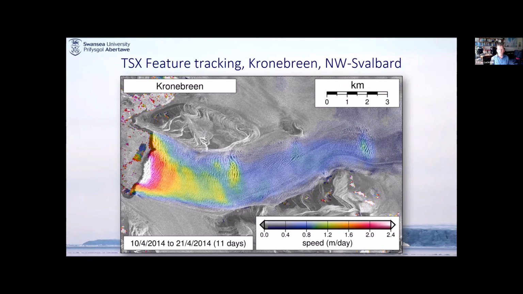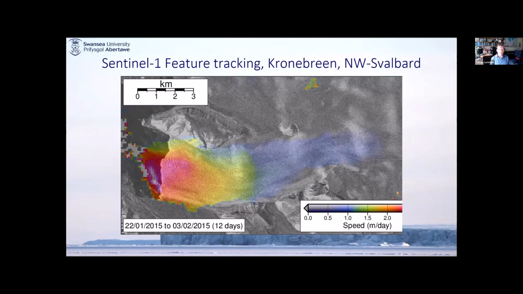Now, TerraSAR-X has a spatial resolution of 2 meters. Sentinel-1 is about 10 meters. We can see the image quality is not as good, but we can also see that the quality of the velocity map is pretty good. So we can retrieve quite a lot of information from here. This is certainly good enough for most glaciological applications, looking at surging, looking at calving, and looking at mass balance.